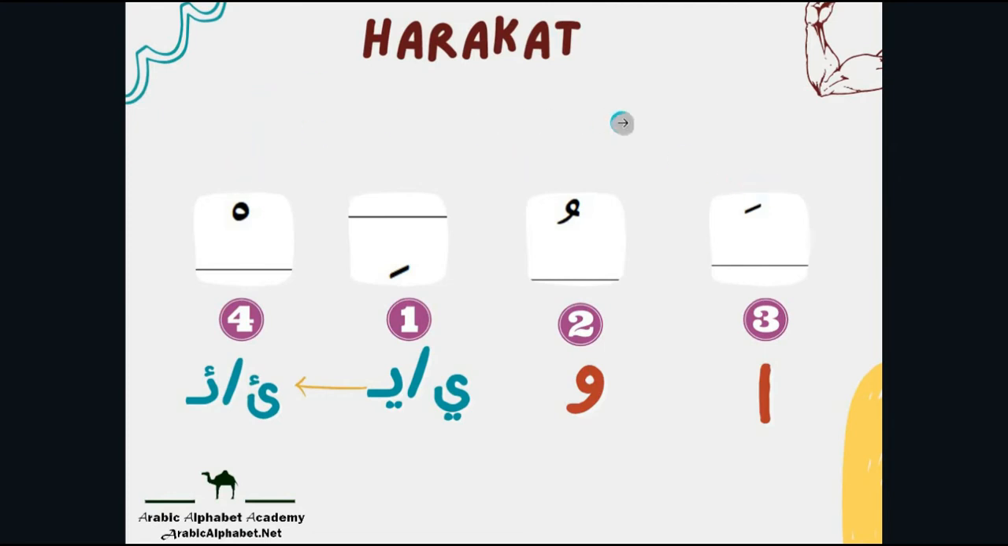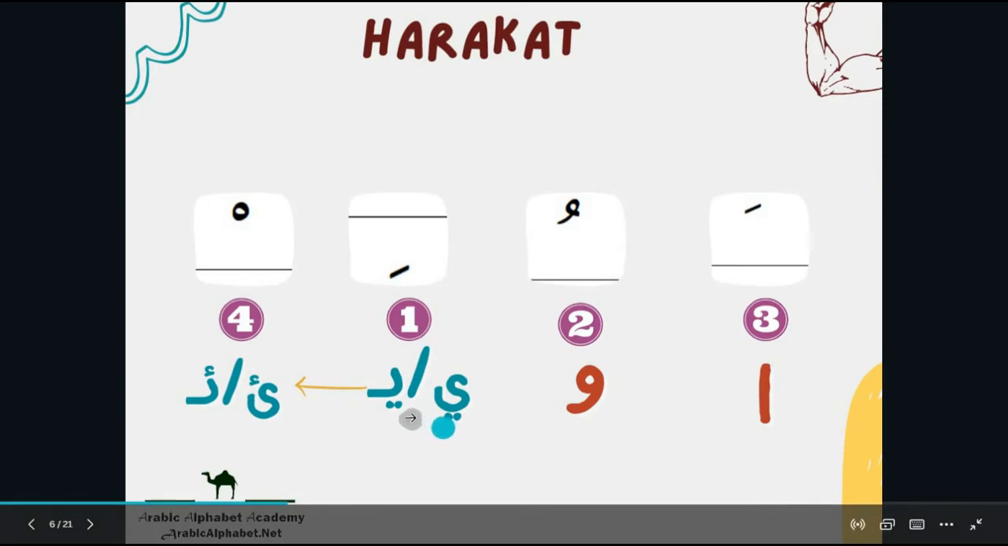Also, before moving on, we have to revise one more thing. The friend of Fatha is Alif, the friend of Damma is Waw, the friend of Kasra is Ya. But when we apply the Hamza on it, we remove the two dots, like here and like this. Also, this second one we call nabra.